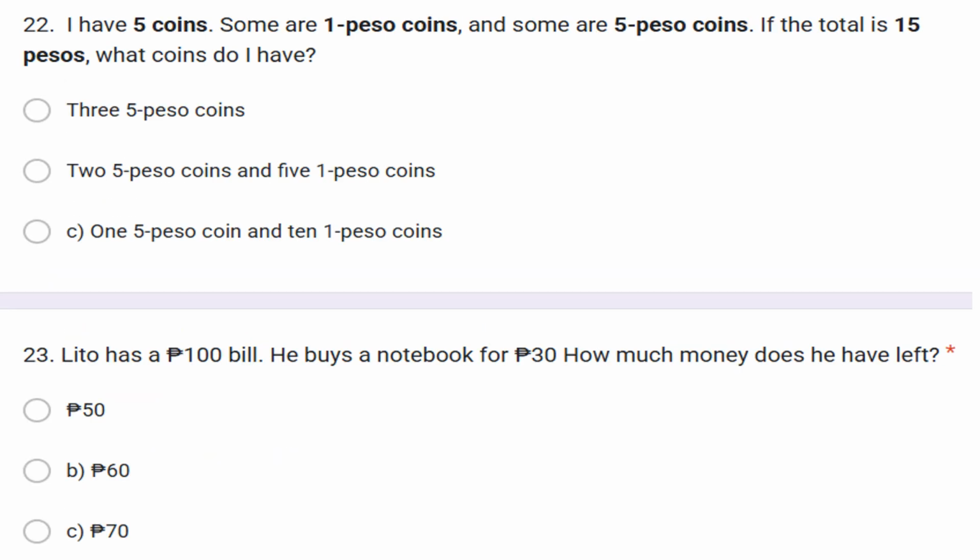Number 22. I have 5 coins. Some are 1 peso coins and some are 5 peso coins. If the total is 15 pesos, what coins do I have? A. 3 5-peso coins. B. 2 5-peso coins and 5 1-peso coins. C. 1 5-peso coin and 10 1-peso coins.